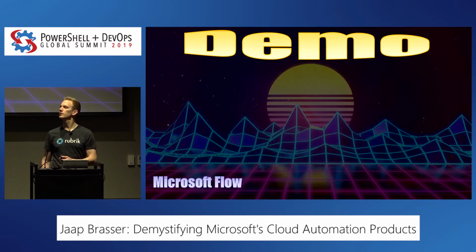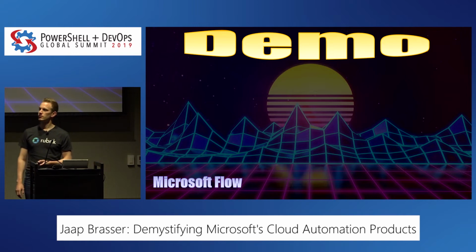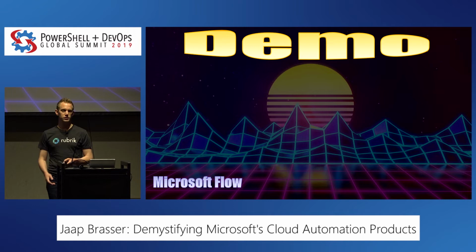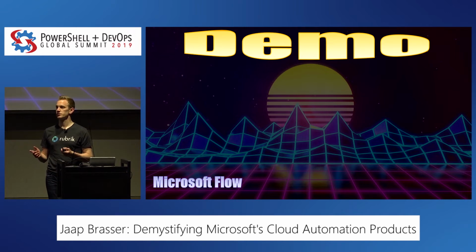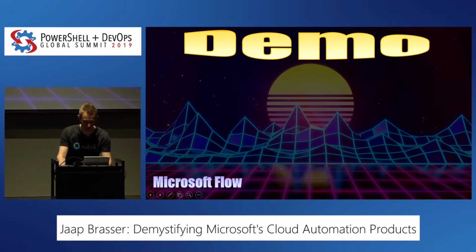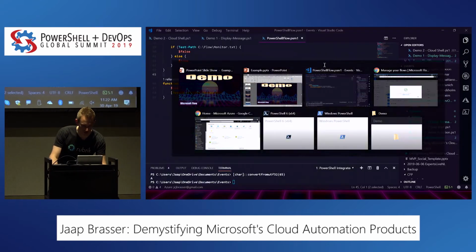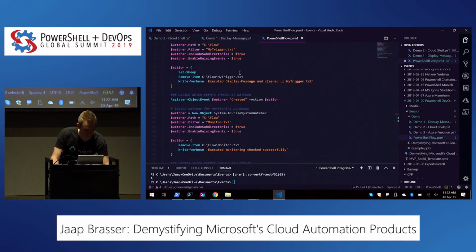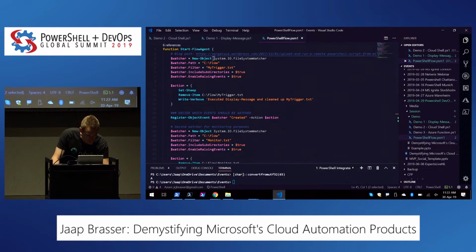Sorry? How does the polling frequency work? How often does it check to see if the file has been created? Oh, it's a file system watcher, so you can set this up to whatever speed you want. If I go back to the code, give me a second, I can show you what it looks like. Where is it?